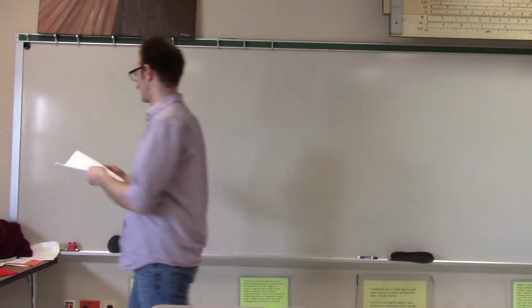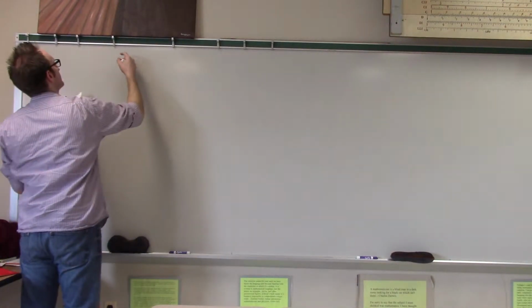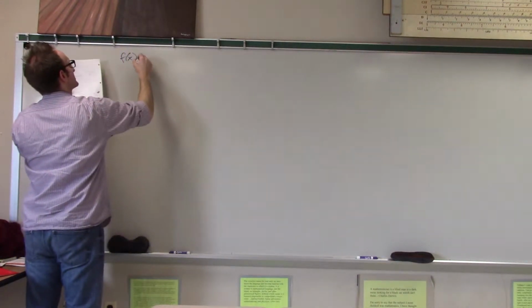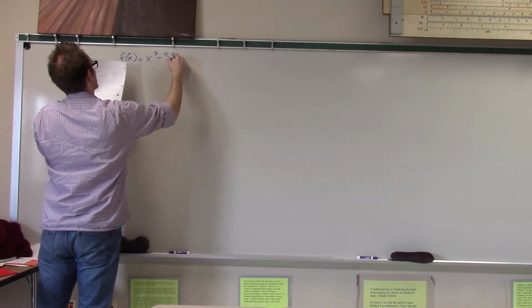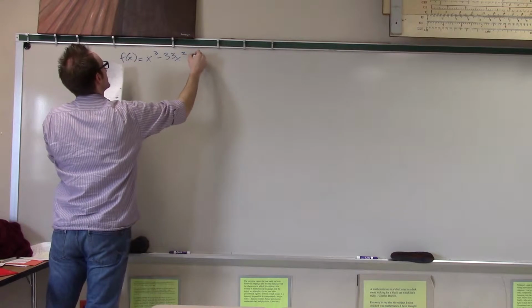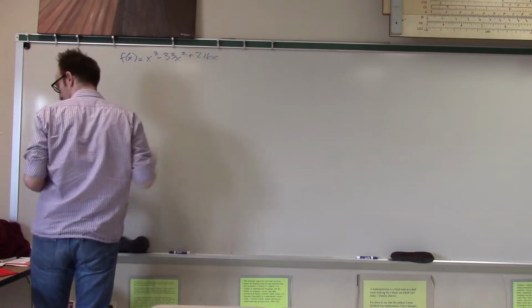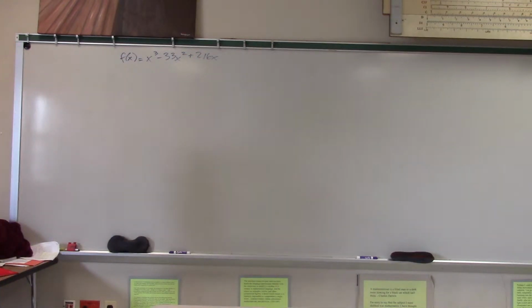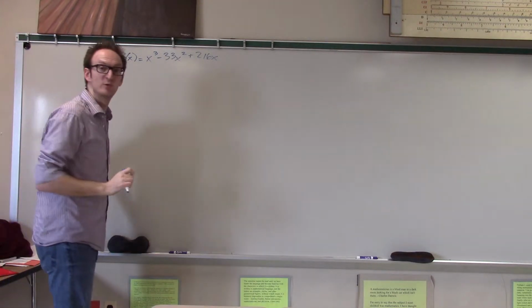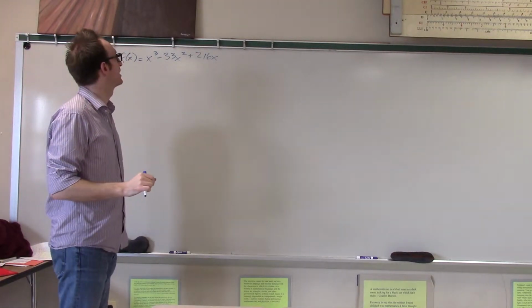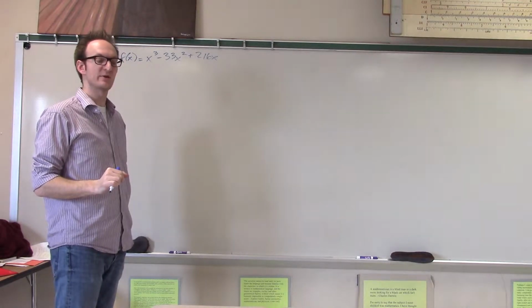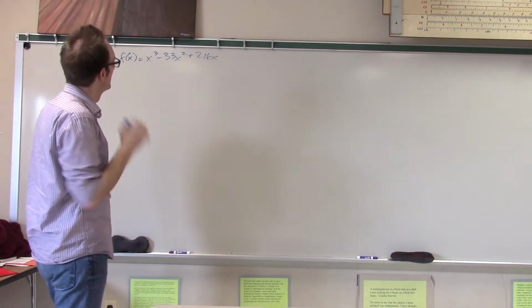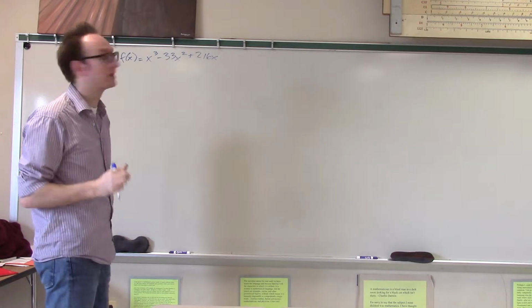This is how I do this. Just pick a function, f of x equals x cubed minus 33x squared plus 216x. Okay, I'd like to know everything about this function, where its roots are, where it is increasing and decreasing, where it's concave up and concave down. So I basically just need to do a lot of math.